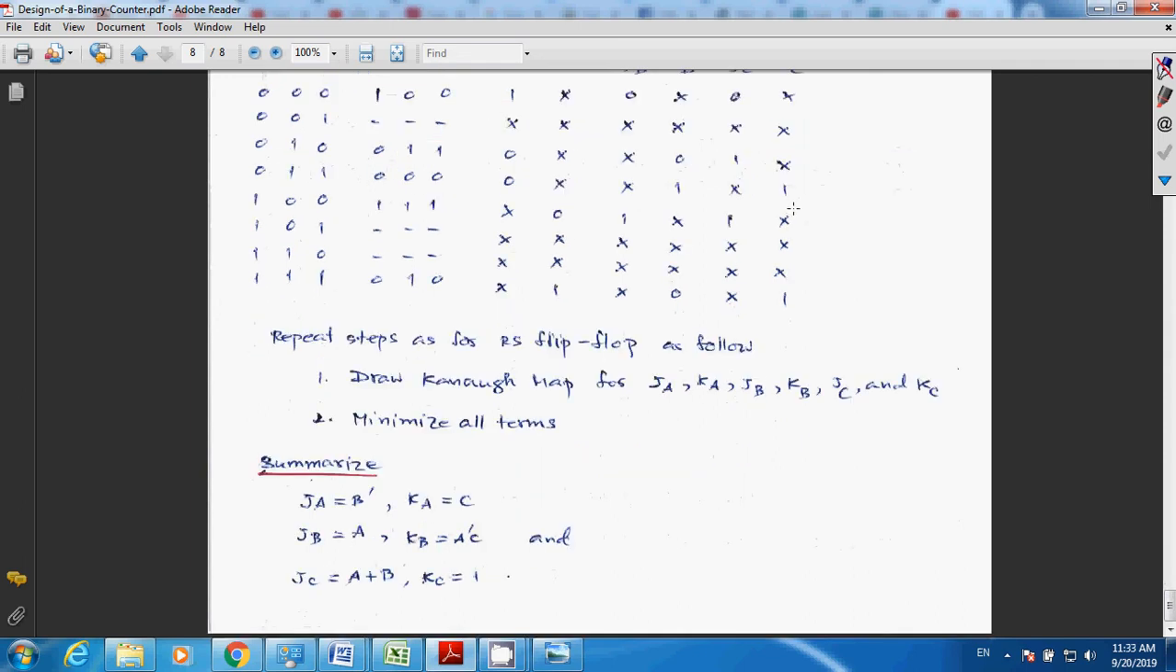Okay, so that's what I wanted to mention, just a review of the digital circuit for the binary counter.